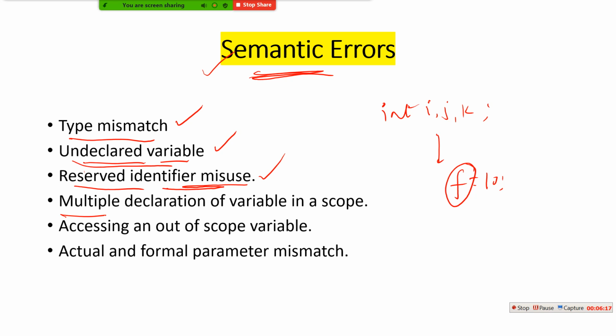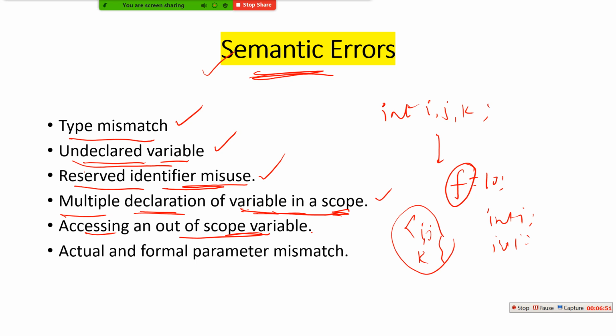If we talk about multiple declaration of a variable in a scope, right? If you are declaring int i, and again declaring int i, or providing values to it, so if we declare our variable multiple times in the same scope, it is also part of semantic errors. The next one is accessing an out of scope variable. Suppose in our scope we are only able to get i or j, but we are trying to access some other variable like k, which is not a part of this scope. Then this kind of error is also termed a semantic error.